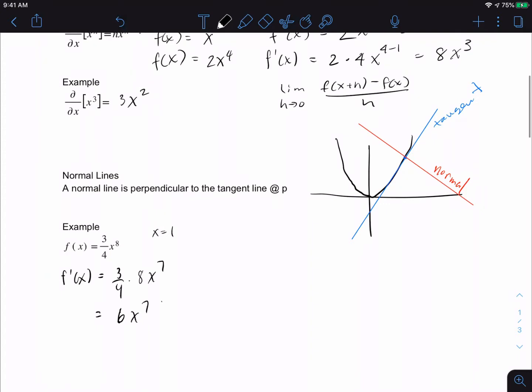And then we're going to evaluate that at x equals 1. So that tells me that my slope for the tangent is 6. Do you guys agree with that? Or did I do that too quickly?